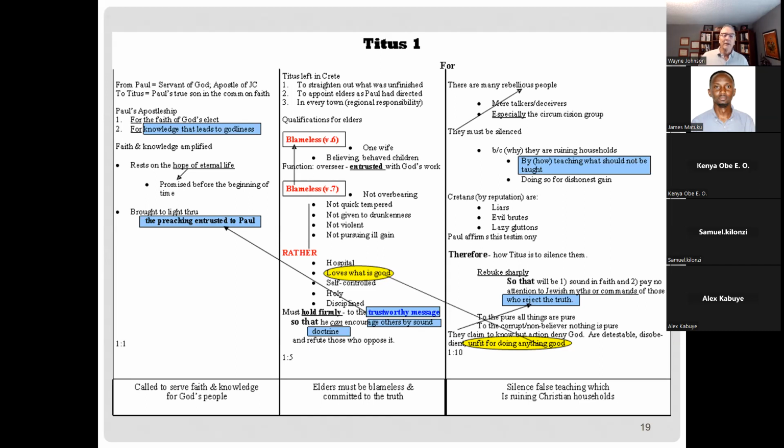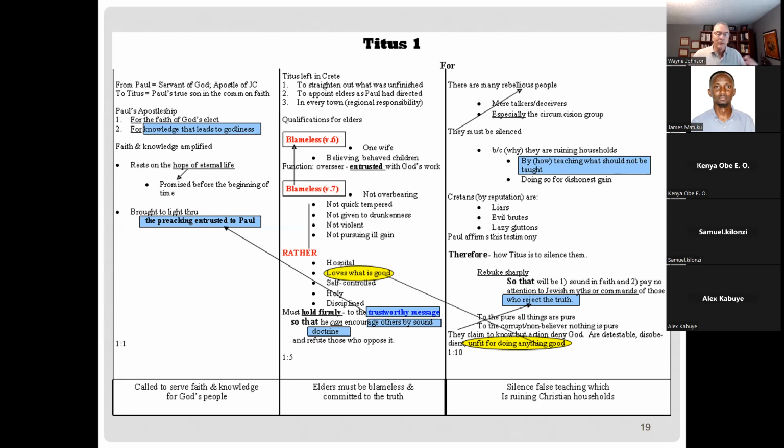But the other thing I would point out is that I note connections between paragraphs. So the blue highlighted areas are all highlighting similar concepts. Knowledge that leads to godliness, preaching and trusted. Well, not so much there. Those two, preaching and the trustworthy message, talk about the communication. These other blue boxes are knowledge that leads to godliness. Note the words, encourage by sound doctrine, by teaching what should not be taught, or those who reject the truth.